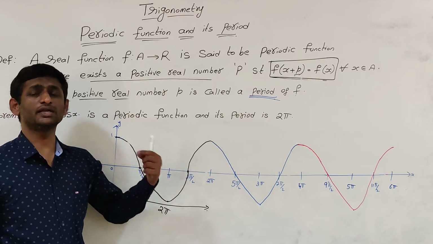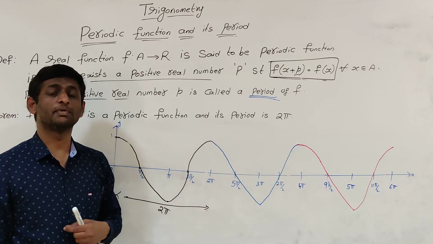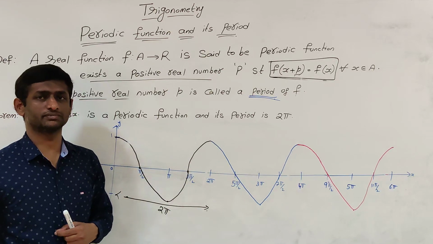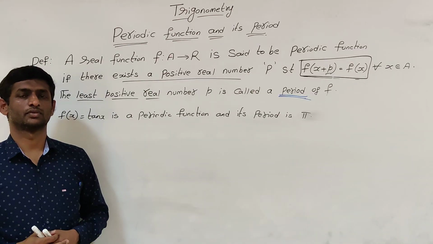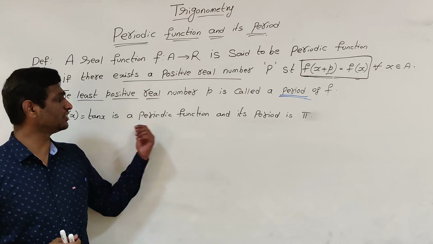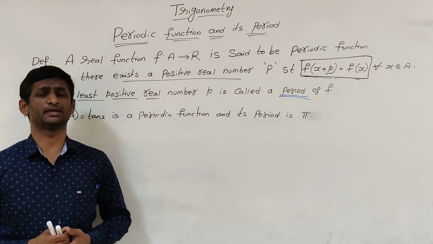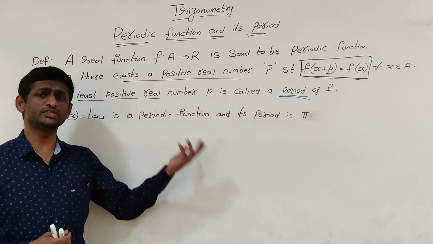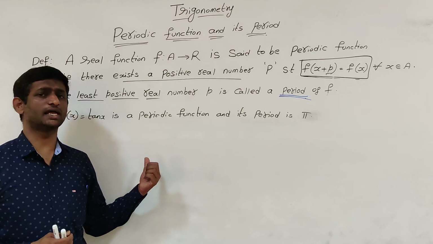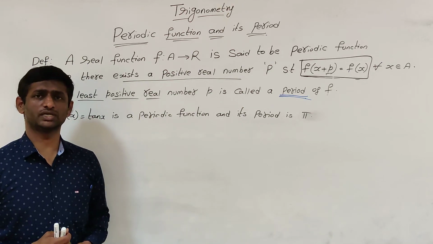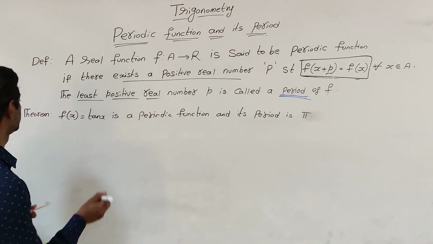Similarly, all trigonometric ratios are periodic functions and will have periods. One more example, f of x is equal to tan x is a periodic function and its period is pi. As in the previous case, for sin x and cos x the period is 2 pi, but coming to tan x, the period is pi. Why is it pi? We can also check it. Now we will see the proof.